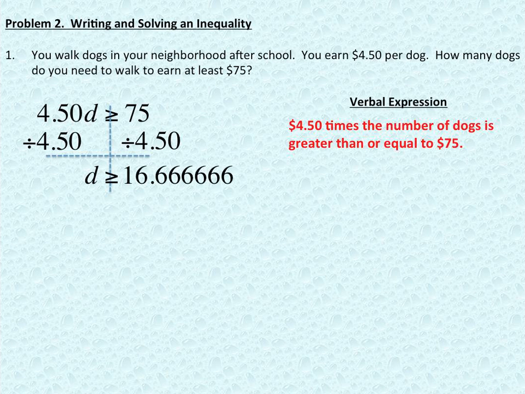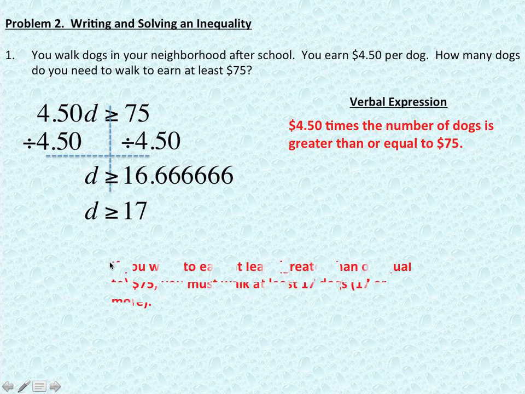16.66666666. Okay? Since I can't have 0.666666 of a dog, I better get up to that 17th dog because I want to be at least $75. If I go down to 16, I wouldn't reach $75. So I got to get to that 17th dog. So if I want to earn at least, which is greater than or equal to $75, I must walk at least 17 dogs. So I could do 17 dogs, I could do 18, I could do 20, I could do 100. But I got to do 17 or more.